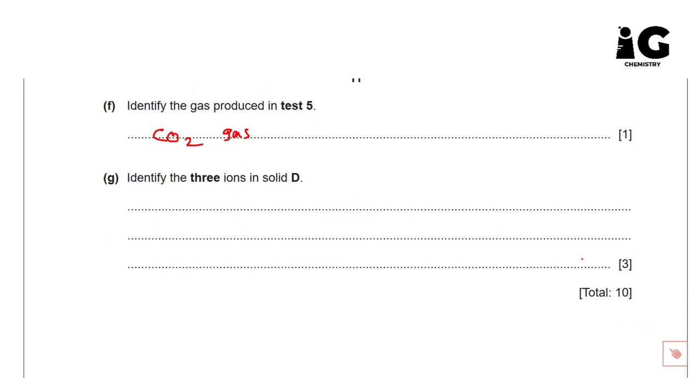So we need to be careful here because it is 3 marks. So the ions here are Na+, and we also have Fe2+ or Cr3+. Remember, this is one answer. And finally, we have carbonate, CO3 2 minus. So they are the three ions in solid D.